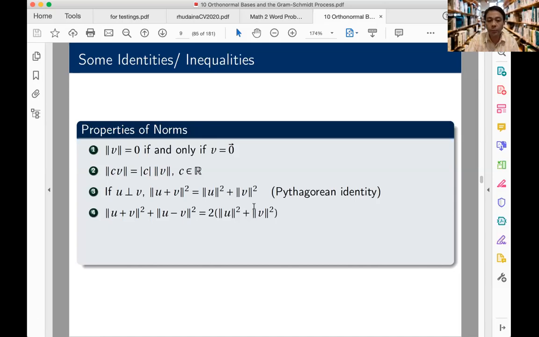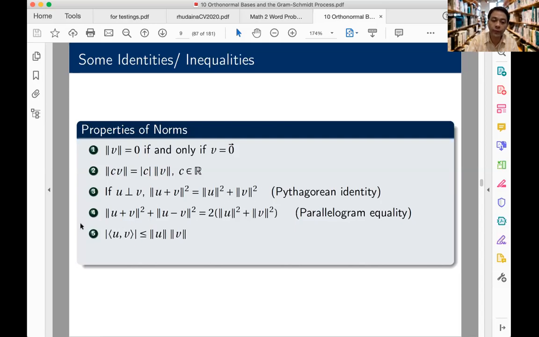Otherwise, if u is not perpendicular to v, we have the more general case here. So the square of the norm of u plus v plus the square of the norm of u minus v equals 2 times the sum of the squares of the norms of u and v. We call this the parallelogram equality. Okay? And number 5, the absolute value of the inner product uv.